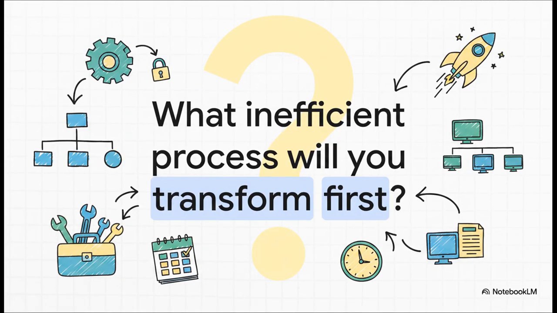So there you have it, the why, the what, and the how. You now have the full toolkit to go out and transform your clients' rigid, code-heavy processes into something agile and business-owned. The only real question left is, what inefficient process are you going to transform first?